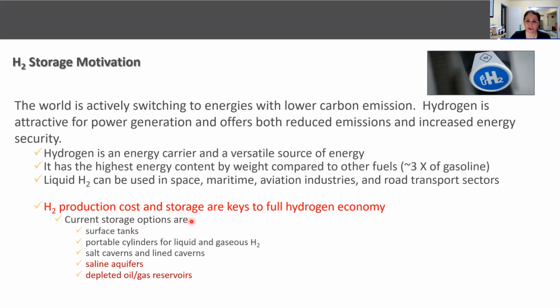So what are the current storage options for hydrogen? You can have surface tanks. If it's a small production, you can keep them in surface tanks. Some portable cylinders for liquid and gaseous hydrogen. You've seen some pumps that have hydrogen in the form of cylinders. Salt caverns and lined caverns. And there are already 3 examples of hydrogen storage in salt caverns in Texas. Saline aquifers and depleted oil and gas reservoirs.